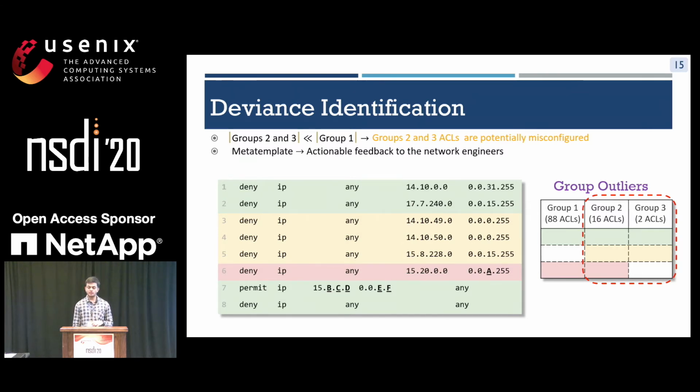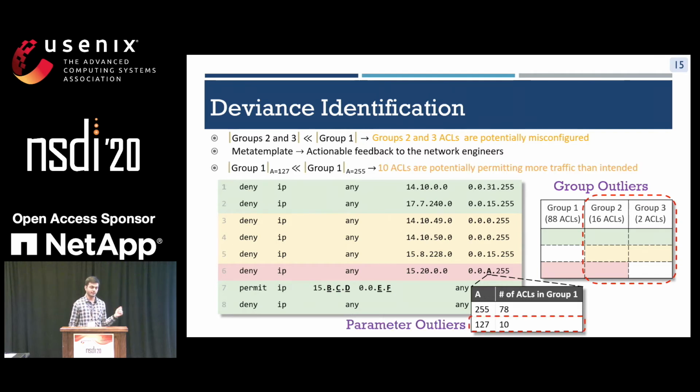SelfStarter also allows us to find deviances not only at the coarse granularity of the groups, but at finer granularity of a line. For example, consider the parameter A and its value for the ACLs in group 1. We found that the value of parameter A is 255 in 78 out of the 88 ACLs, and it is 127 in 10 of the ACLs. Similarly, as we saw for the groups, it's the case that these 127 are very likely misconfigured.